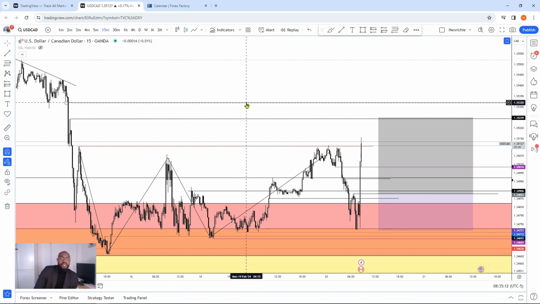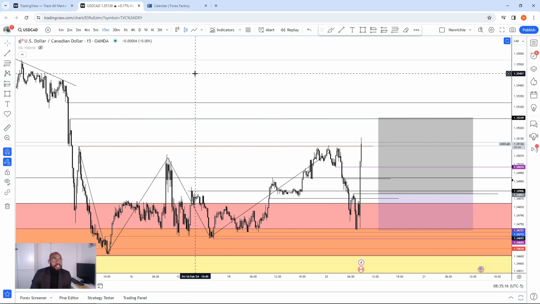So I'm going to give you a full market breakdown of the reason why I'm still anticipating for the USD CAD to go to the upside.